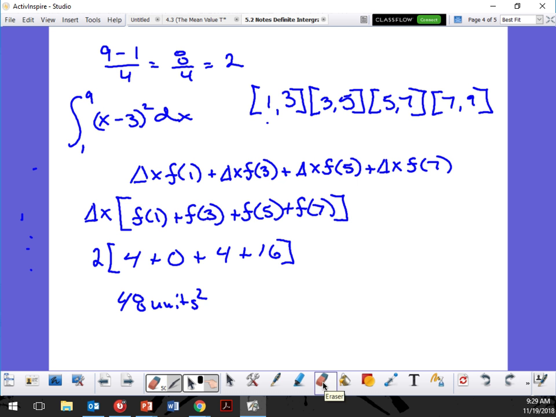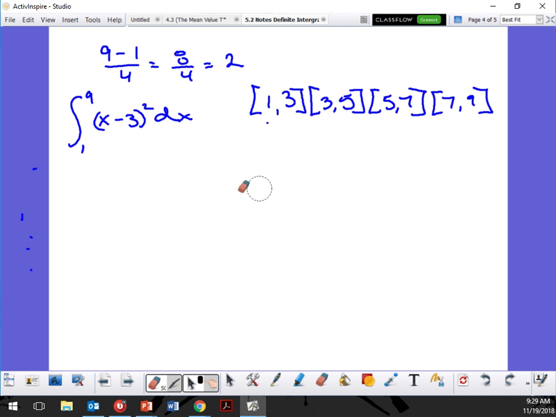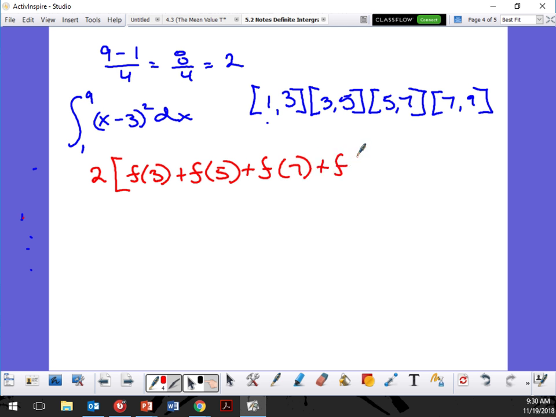All right. Are we okay with this? If you need to copy that down, pause the video. I'm going to do the right side of this one. Right is red. It's going to be the same 2, right? So it's going to be f of 3 plus f of 5 plus f of 7 plus f of 9.